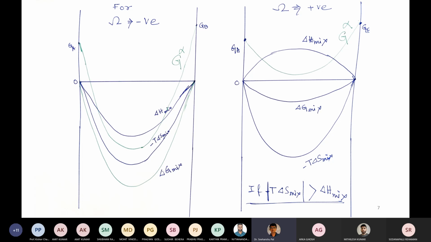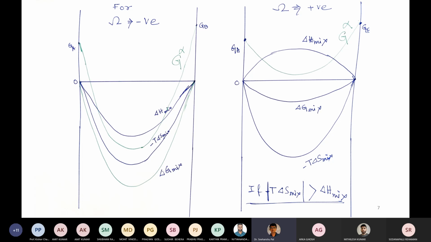But when tau is positive, the scenario is totally different. When del H mix is positive and T del S mix is also negative, there we have to consider two cases, where the magnitude of T del S mix is much higher than del H mix. What we are seeing in the scenario is, if it is reverse, if del H mix is much higher, then it will be on the upper side of the zero value, meaning a more positive value of del H mix. So there will be no mixing.